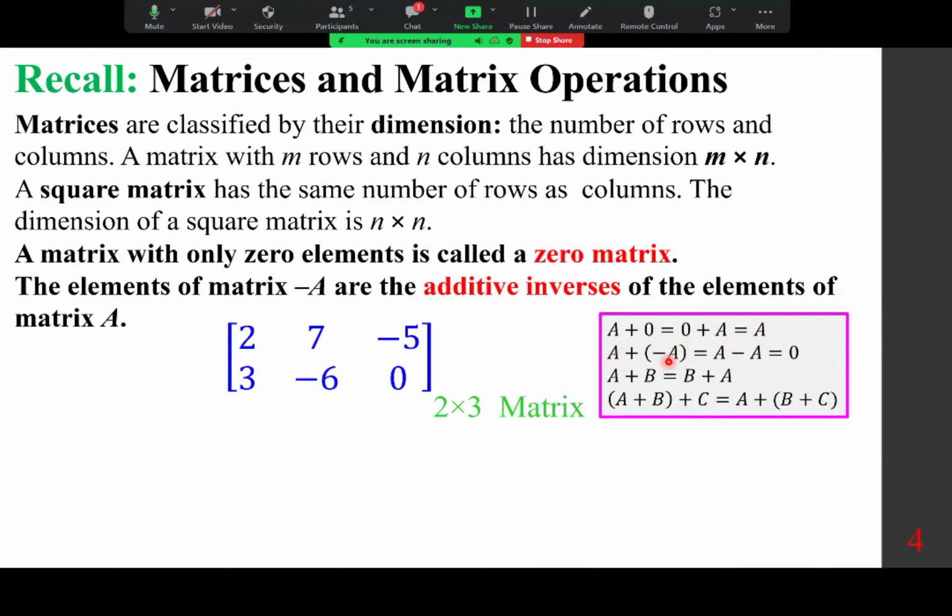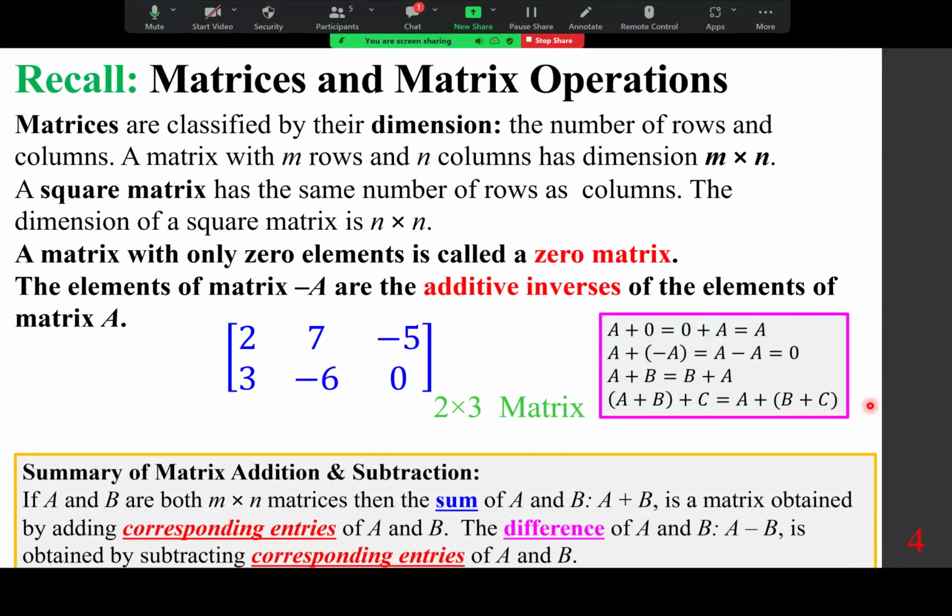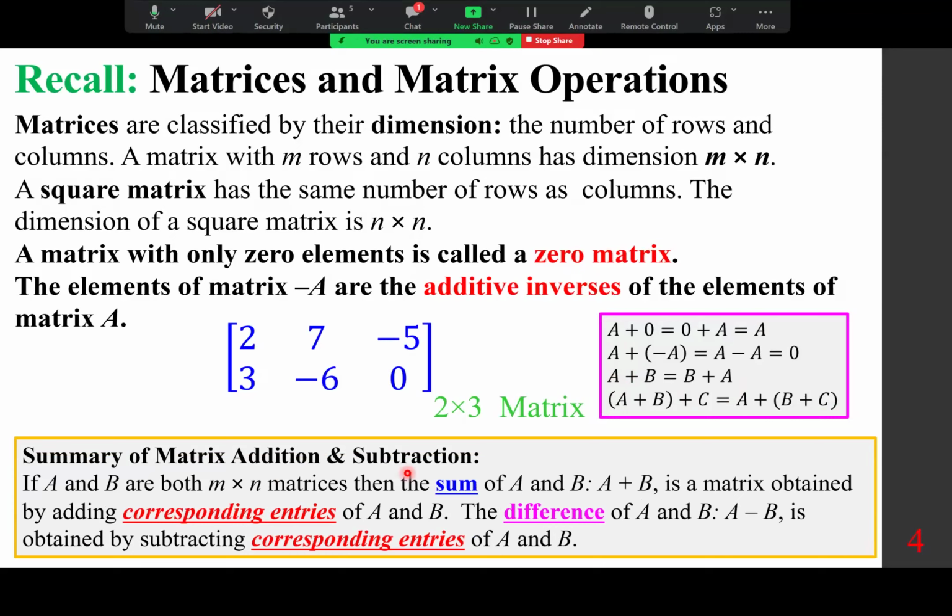If we add A to its opposite, we get 0. A plus B is the same as B plus A. A plus B plus C is the same in any order. The commutative property and associative property for addition work. Also, a summary of matrix addition or subtraction.